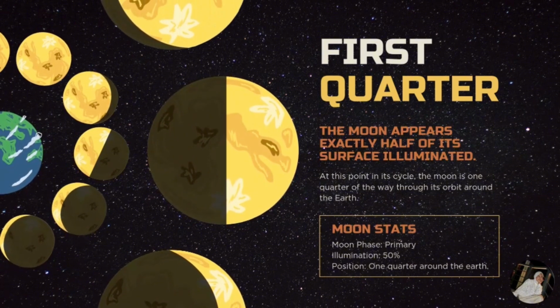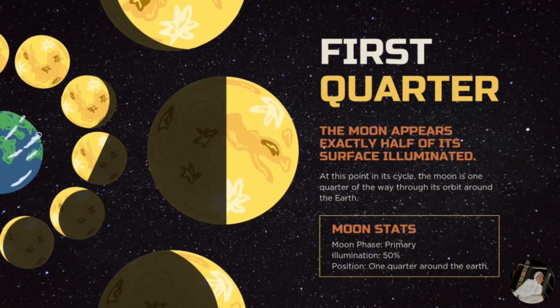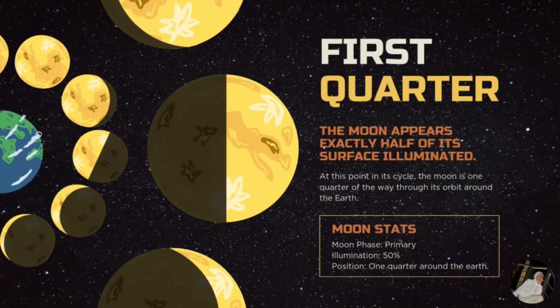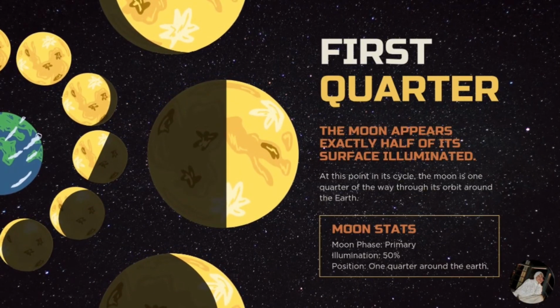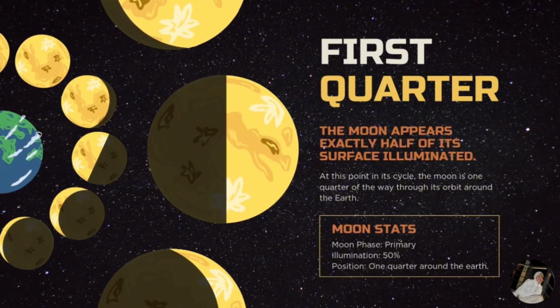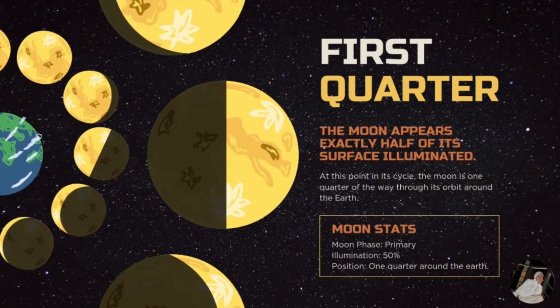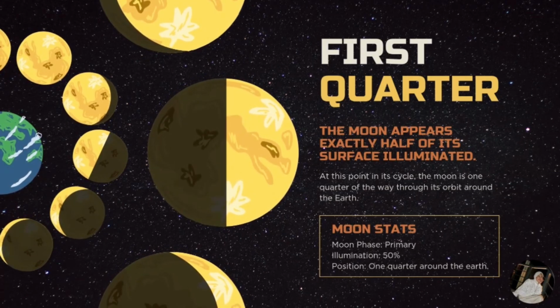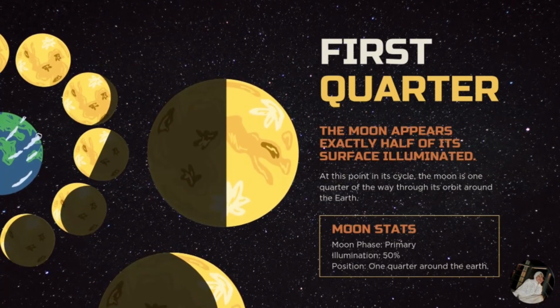First quarter. The Moon appears with exactly half of its surface illuminated. At this point in the cycle, the Moon is one quarter of the way through its orbit around the Earth. Moon state for Moon phase is primary, illumination is 50% and position one quarter around the Earth.